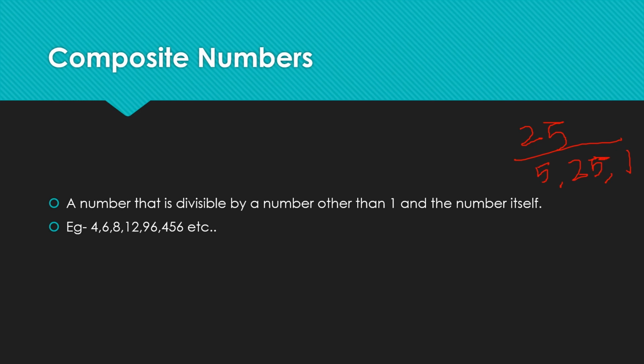Examples: 4 is divisible by 2, 4 and 1. And see here, 6. 6 is divisible by 3, 6, 1 and 2. So a composite number is a number that has more than two factors.